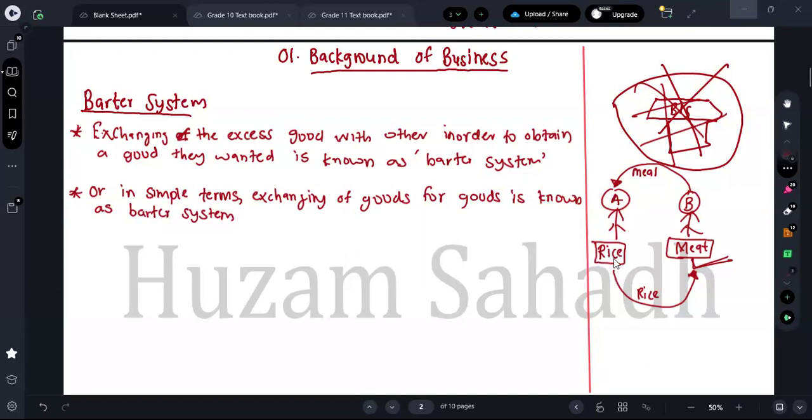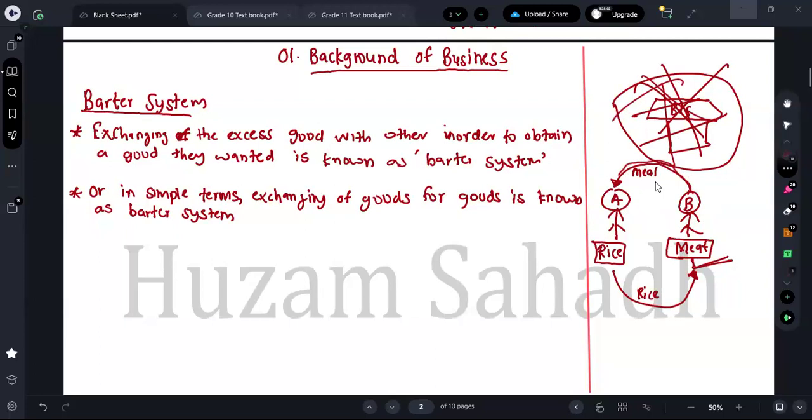Our A has some rice. The excess rice will be given to whom? Given to our B. Now, what will B give? B has some meat. So the excess meat which B has will be given to our A. So here is exchanging of goods for goods, right? So this system is known as what, guys? Barter system. Was there anything called business? No. When the barter system was taking place, there was no business, right?